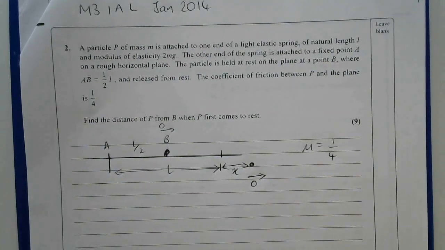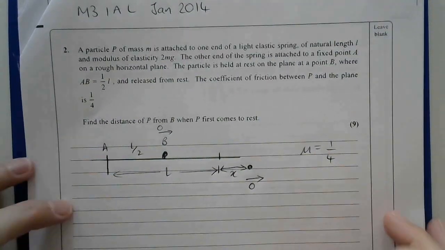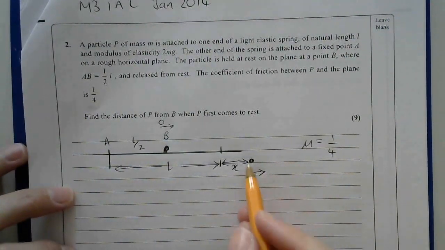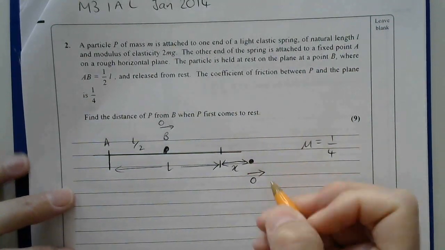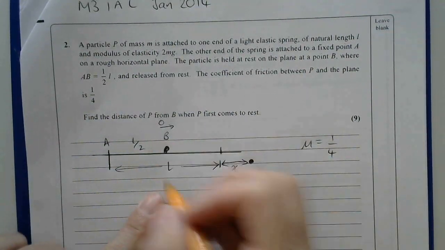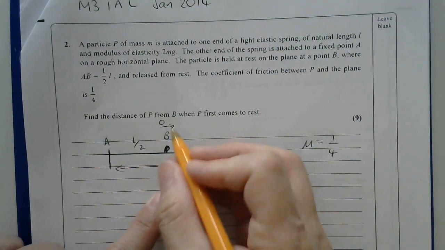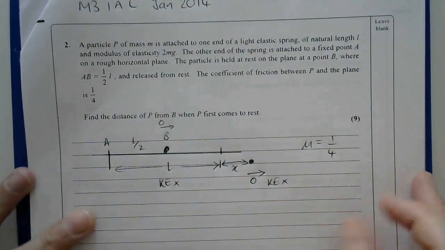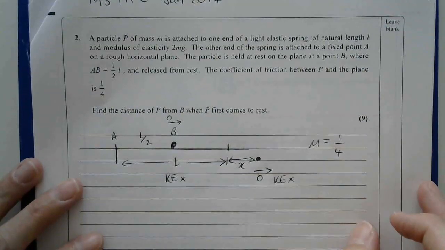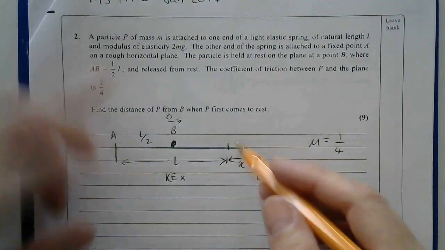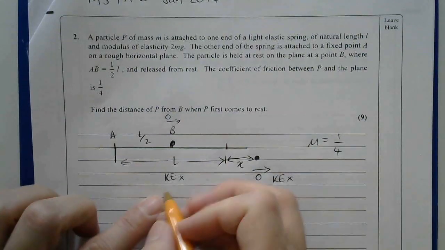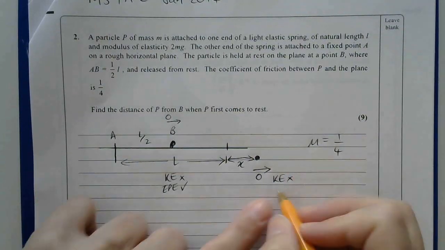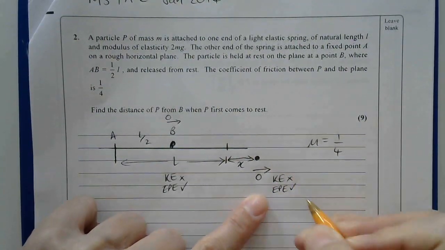So in this case, then I know that energy is conserved because there are no external forces on the system. So I know that here there is no kinetic energy because there's no speed. I know over here there's no kinetic energy because there's no speed. There's no difference in gravitational potential energy because there's no difference in height. Here there is some elastic potential energy, and there's some elastic potential energy here as well.